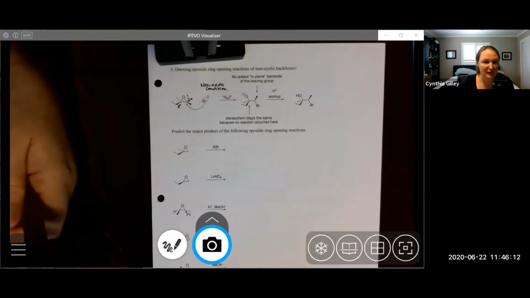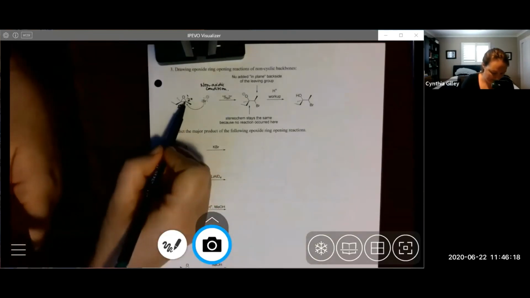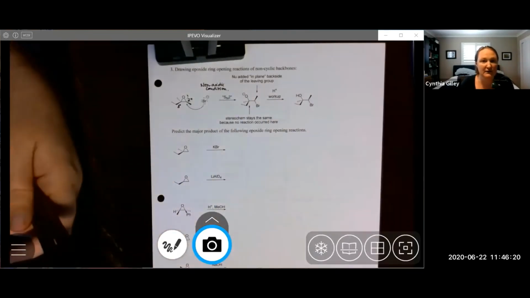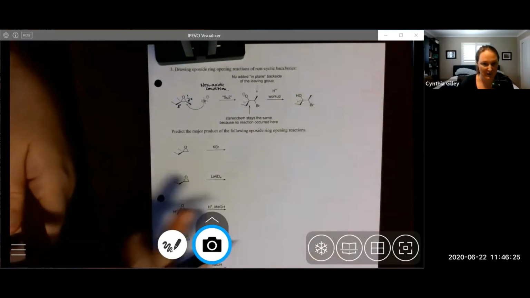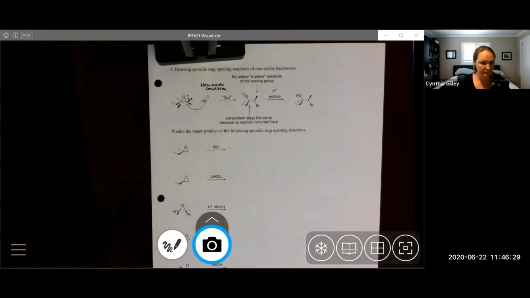I don't know if you can kind of follow that. But basically, if you were to figure out if this is R or S, it will have inverted to the other, okay, by drawing it this way. So that's kind of the way we want to draw it. Okay, so let's do some practice problems.